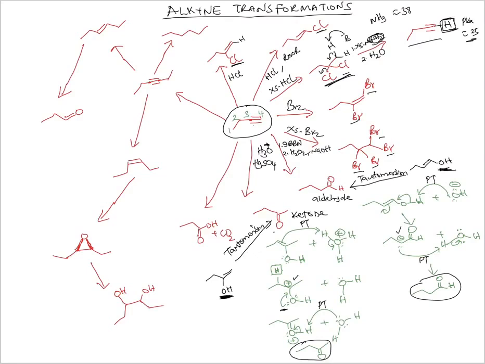In the next step, we have 1, 2, 3. So the alkyne has been cleaved. So we call this oxidative cleavage. And this reaction involves the use of ozone followed by water to form carboxylic acid and carbon dioxide for this specific one.